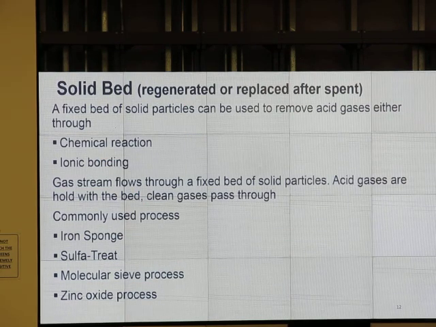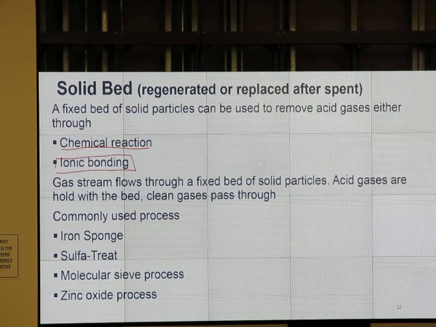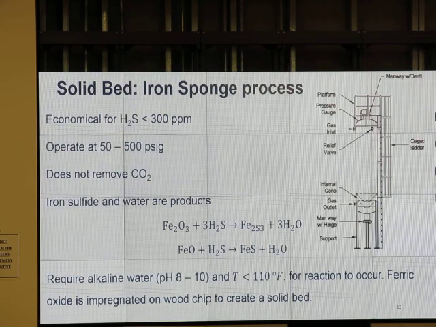With a solid bed, we can have a chemical reaction to remove acid gas, to remove H2S. Or it's just bonding, ionic bond. It just catches, but no reaction. Okay. Let's talk about the commonly used iron sponge first.